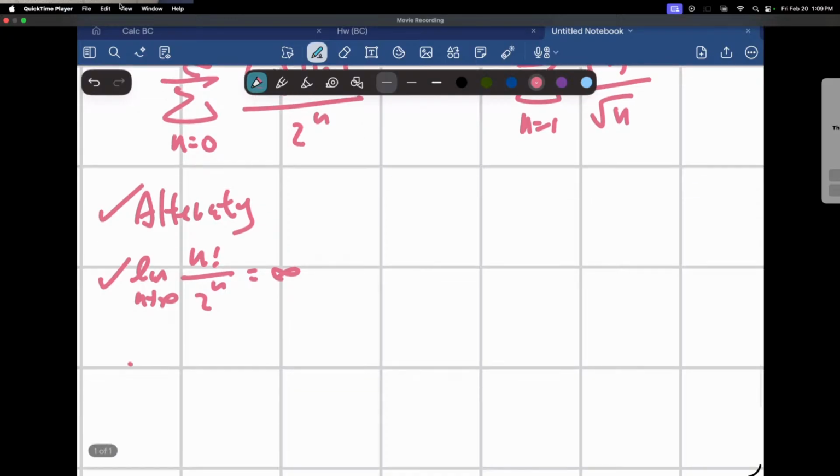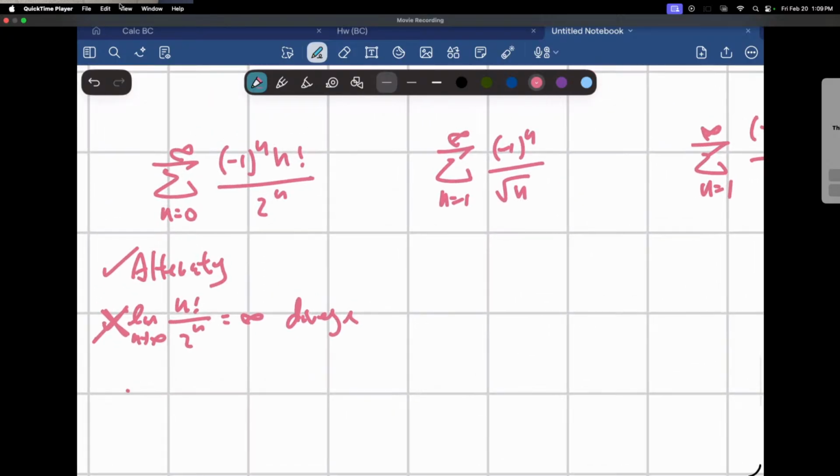So this one is not it. We cross it out, this is diverge, because it's going to go to infinity. So therefore it's diverge.